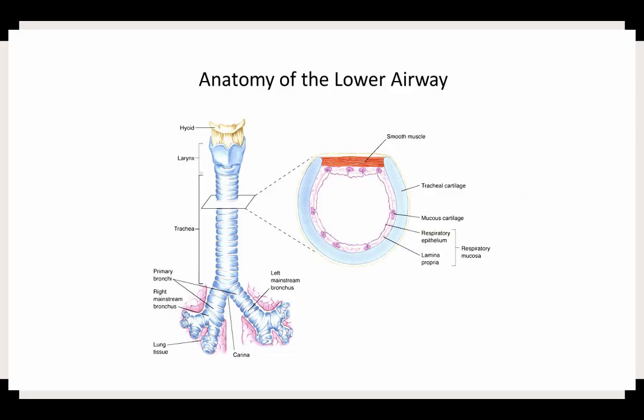As we move down into the lower airway, below the larynx, we've got a continuation of our trachea into our left and right main stem bronchi. Those will branch off into smaller bronchioles, but as we move down the trachea, remember there is that tracheal cartilage, but it doesn't completely encircle our trachea. We have some smooth muscle in there as well. So we've got tracheal cartilage protecting our trachea, but not all the way around.